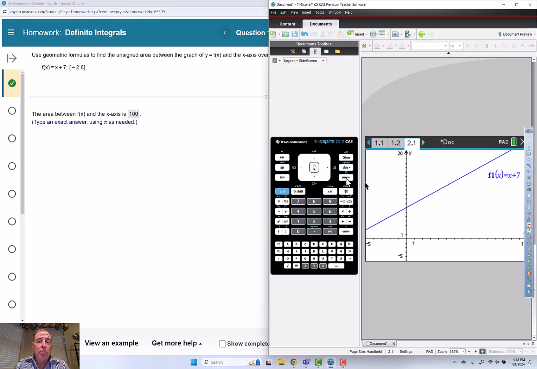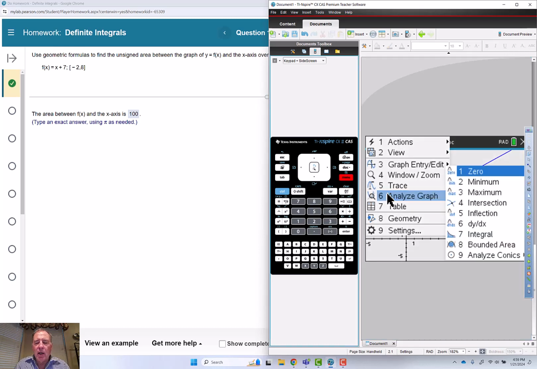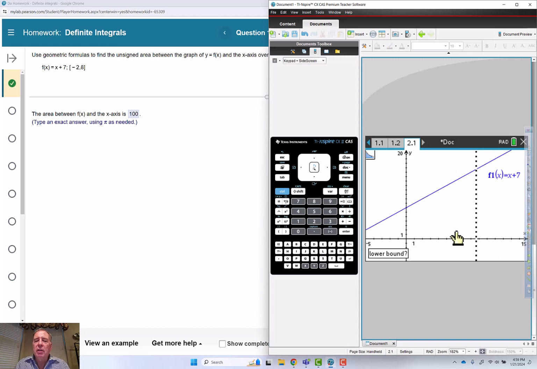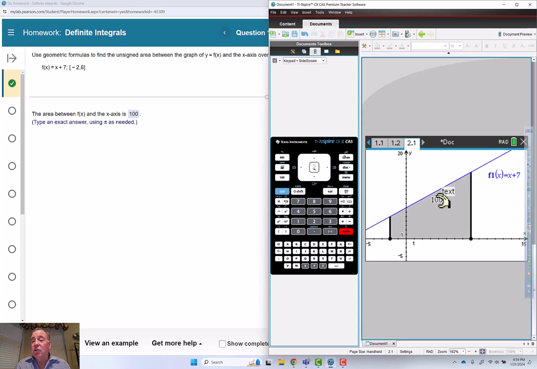Now I'm going to go to menu, and if I'm trying to get numbers out of the graph, analyze graph is usually the best bet. And under that analyze graph, I have this integral. It even looks like a shaded area between a function and the x-axis. So we hit that and it says lower bound. We're going to go -2 for our lower bound and hit enter. And then +8 for our upper bound and hit enter. And it shades the area for me and it gives me this number, which is 100.